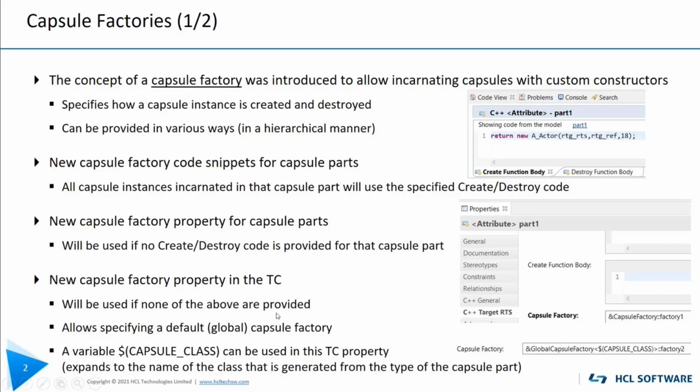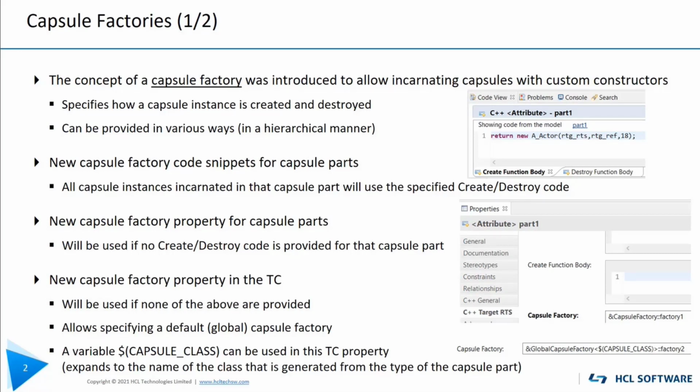And in a similar way, you can do it globally on the transformation configuration level. There is a new TC property where you can specify the same thing. And in that property, you can also use a variable called capsule_class, which will be expanded to the name of the class that the model compiler generates from the type of the capsule part. So for example, it can be used as a template argument, like in this example in the bottom right of this slide.